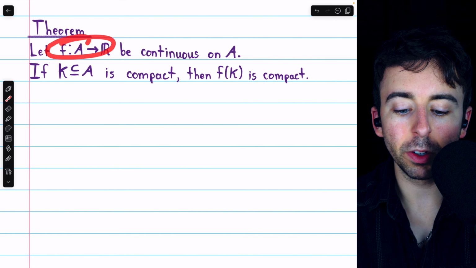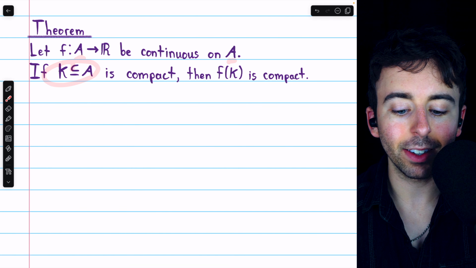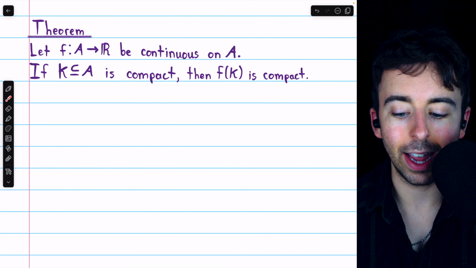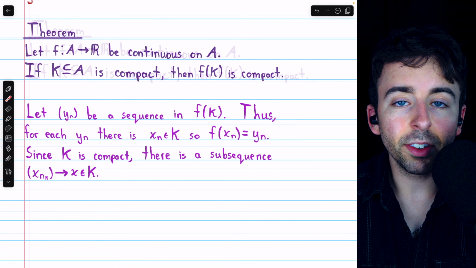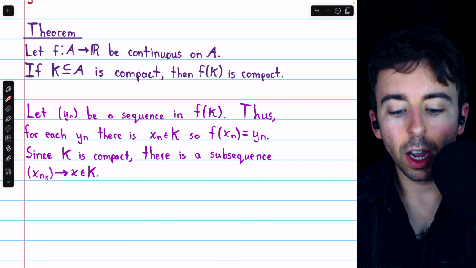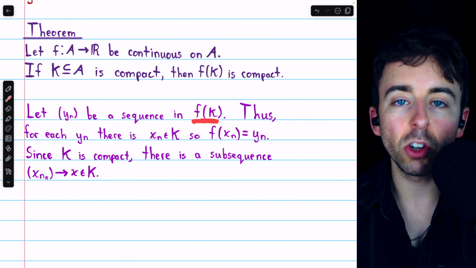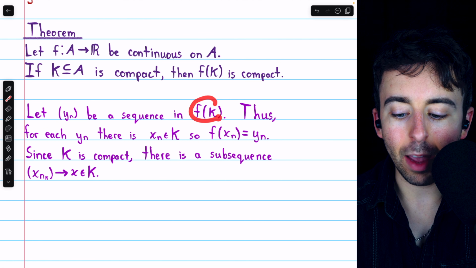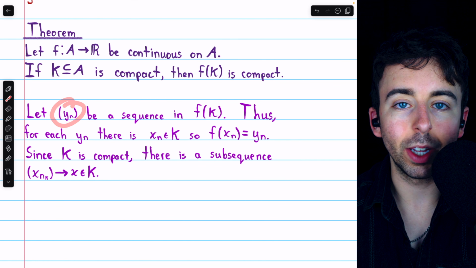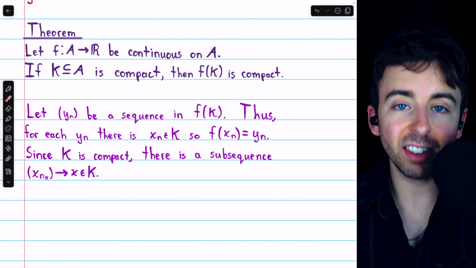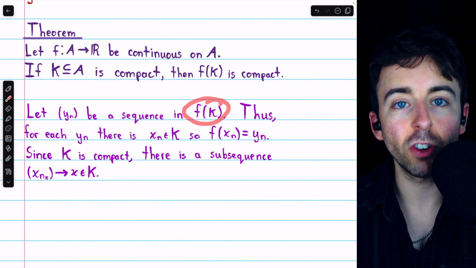If f is a real valued function on a set A, and K is a compact subset of that domain A, then the image f of K is also compact. And as you'll see, the proof is pretty snappy. We begin with an arbitrary sequence, say y_n, in the image f of K. To show that the image f of K is compact, we need to show that any arbitrary sequence in the image has a subsequence that converges to a limit that's also in the image f of K.